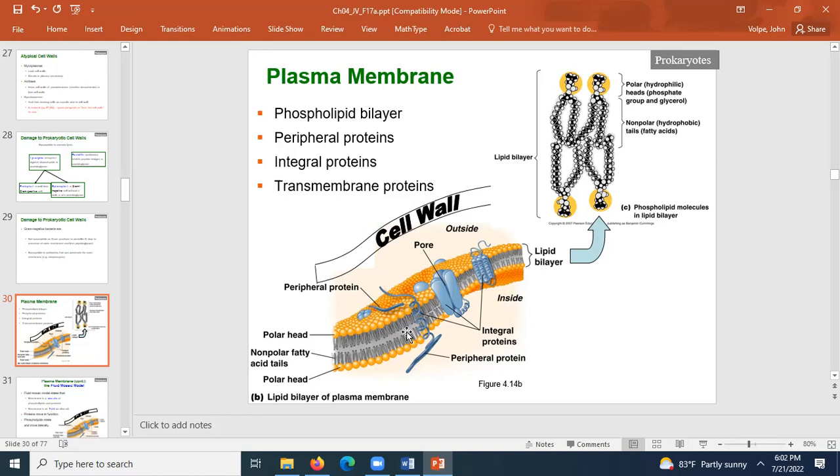And there are three types of proteins. Peripheral proteins, which are on one side of the membrane or the other, what's called peripheral. It's on one side of the membrane or the other. Any questions about any of that?